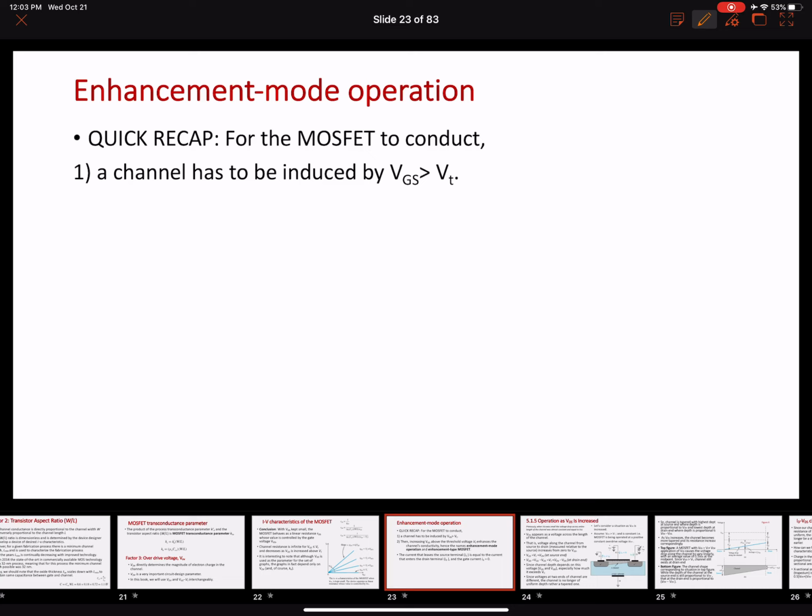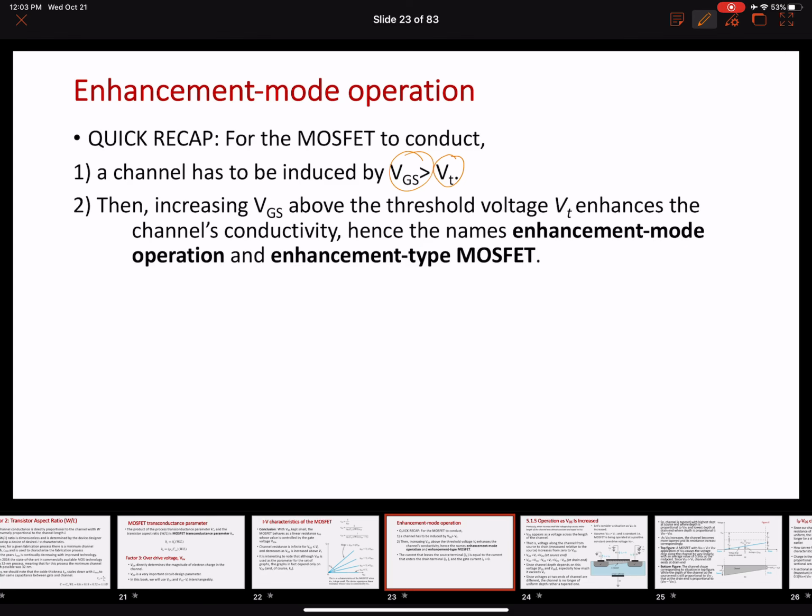For a channel to be induced, our gate to source voltage needs to be greater than the threshold voltage. Otherwise, no channel will be induced. Second, once that threshold is achieved, once the gate to source voltage is greater than the threshold voltage and the channel is created, once we apply the VDS, the current will flow.